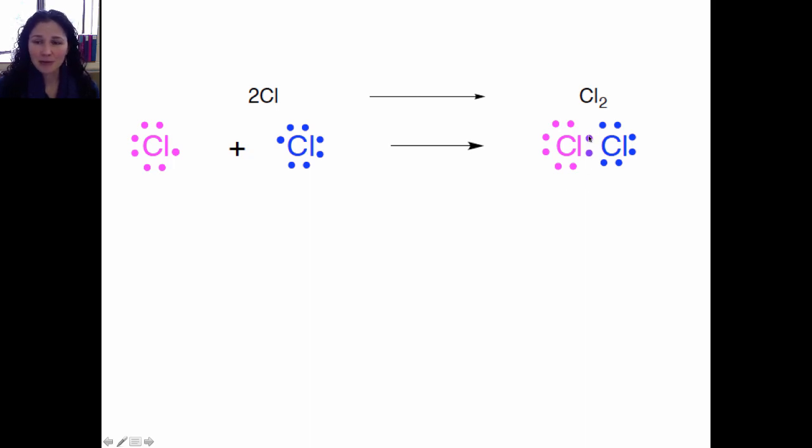Now, this bonded pair of electrons can also be represented by a line. So this purple line represents 2 electrons that are shared between the chlorine atoms, and this line is exactly the same thing as writing this pair of dots between the 2 chlorine atoms.